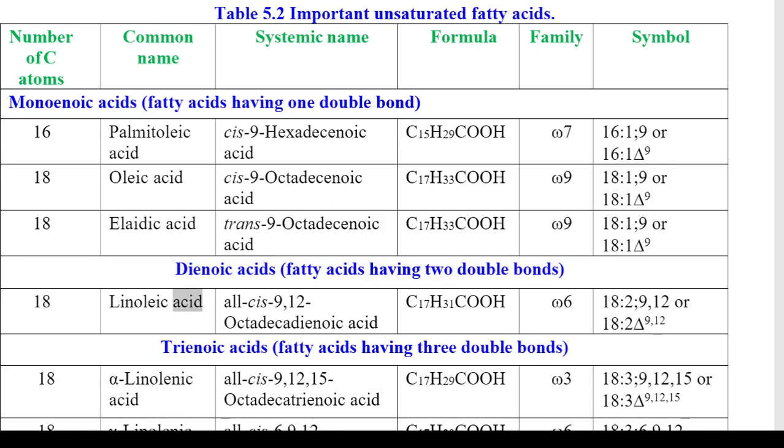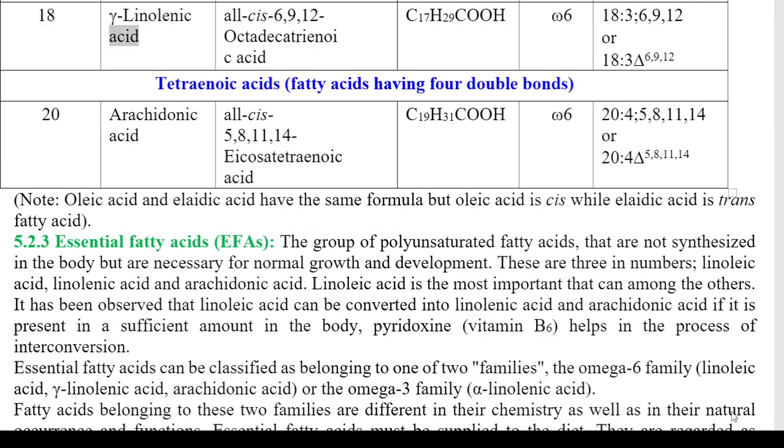18 carbons: linoleic acid, all cis-9,12-octadecadienoic acid, C17H31COOH, omega 6, 18:2, delta 9,12. Trienoic acids, fatty acids having 3 double bonds. 18 carbons: alpha-linolenic acid, all cis-9,12,15-octadecatrienoic acid, C17H29COOH, omega 3, 18:3, delta 9,12,15. 18 carbons: gamma-linolenic acid, all cis-6,9,12-octadecatrienoic acid, C17H29COOH, omega 6.